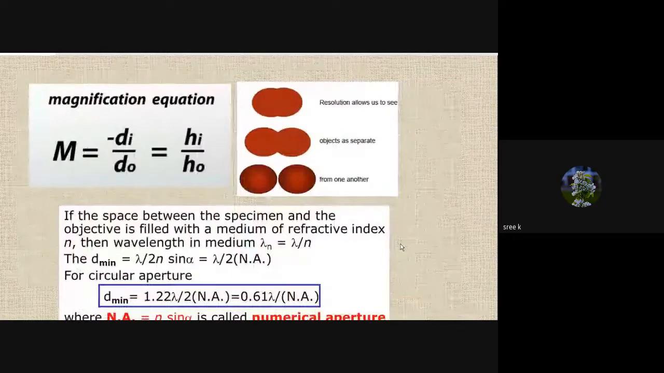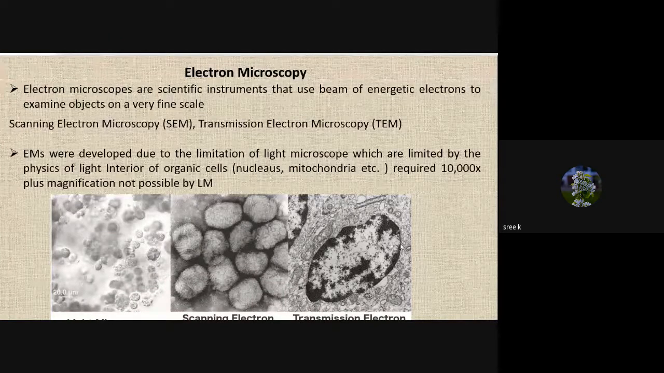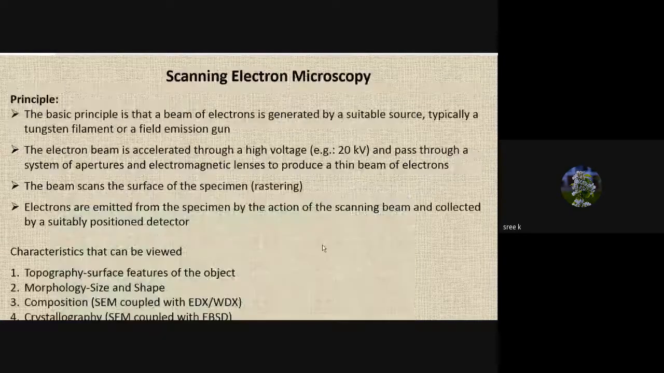So next, I'll skip this, and next is the electron microscopy. In the case of electron microscopy, where light microscopy is lagging in terms of magnification and resolution, you can get all the information about the material at a very minute level from the scanning electron microscope and transmission electron microscope. So this is one example of light microscope versus how detailed information you can get from scanning and transmission electron microscope.